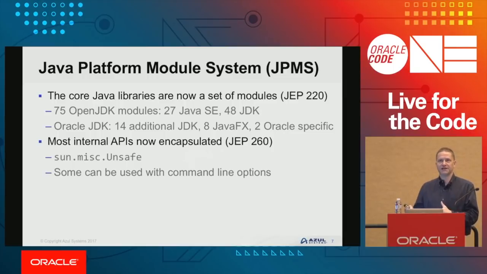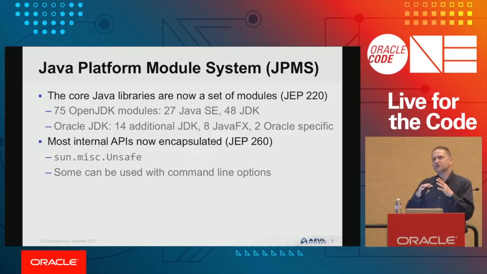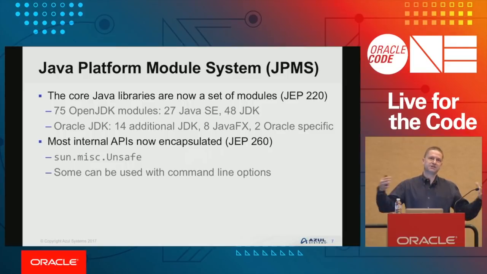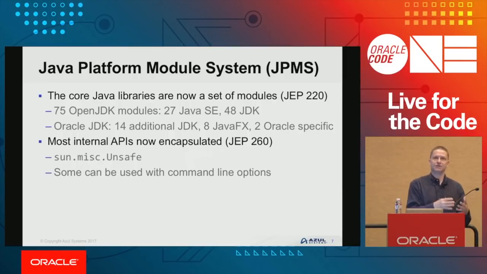If you look at the Oracle JDK, before JDK 11, there are 14 additional JDK modules. They've got JavaFX in there, and there are a couple of Oracle-specific ones. So from a development point of view, this is not too much of a problem for us. All they've done is separate up into modules, and then what we can do is with things like JLink, we can build a runtime that's tailored to our specific application. So compatibility-wise, not really a problem.